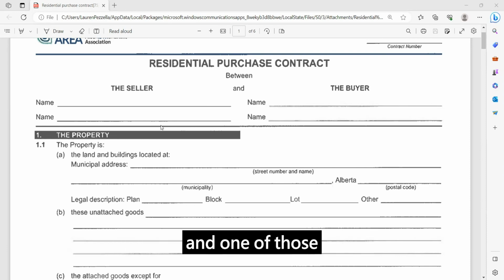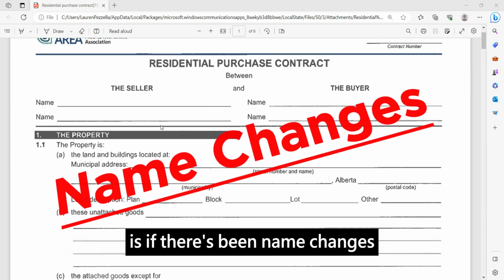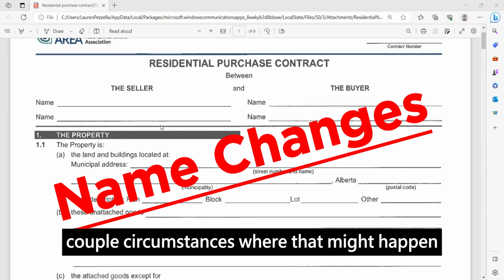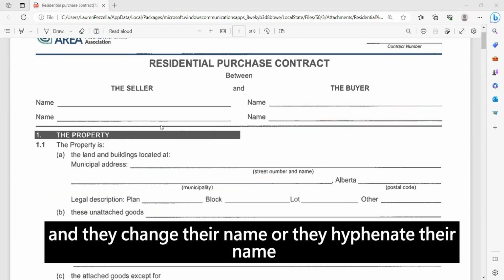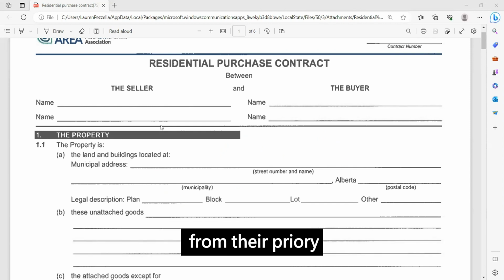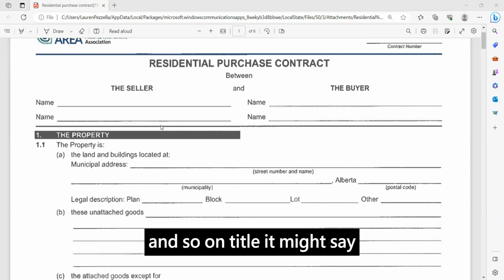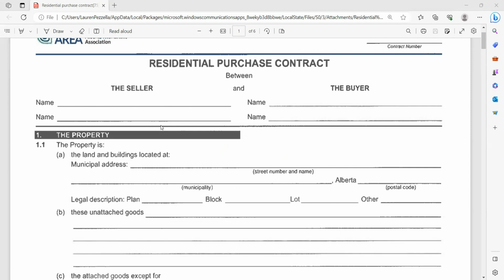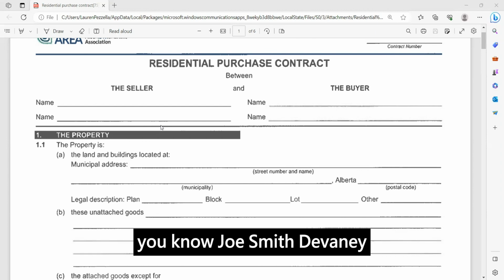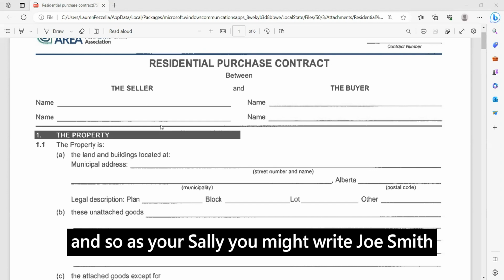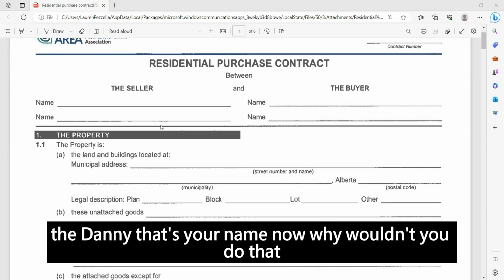And one of those is if there have been name changes. There's a couple of circumstances where that might happen. One is people get married and they change their name or hyphenate their name from their prior name. So on title, it might say Joe Smith, but then you get married and it becomes Joe Smith Devaney. And so as your seller, you might write Joe Smith Devaney, that's your name now. Why wouldn't you do that?